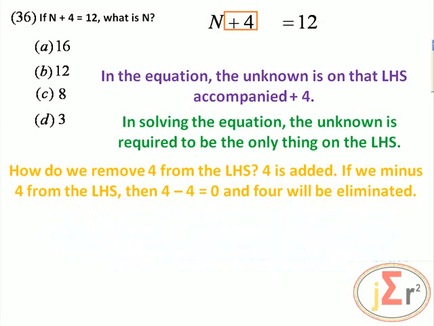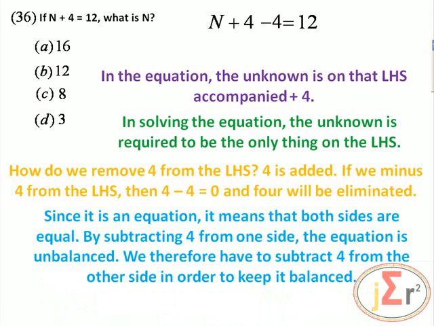So if we have a plus 4, we will eliminate 4 by subtraction. And after subtracting 4 from that left hand side, the equation now becomes unbalanced. So we will have to subtract 4 from the other side. And by doing that, it means that we would have done the same thing on both sides. So we have to treat both sides equally. If we subtract 4 from one side, we have to subtract it from the other.